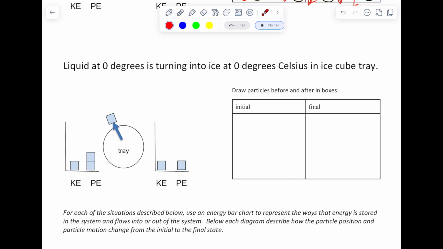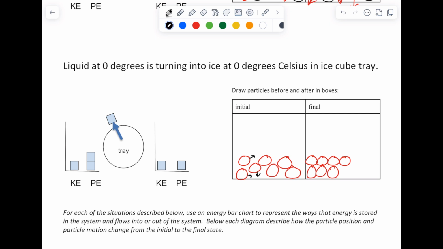So this tray is showing us what our system is, and I can count before and after to make sure I have the right amount of blocks. So when I draw the particles, I want to have liquid in my first drawing, and then I want to make sure I have solid in my second drawing. I don't want to change the number of particles. In this case, I counted 7, so I want to keep 7 at the beginning and 7 at the end. Now, in order to show movement of particles, because these particles are moving, I should have arrows, and the arrows on the left-hand side should be about the same size as the arrows on the right-hand side, because the temperature has not changed. It's 0 degrees turning into 0 degrees.